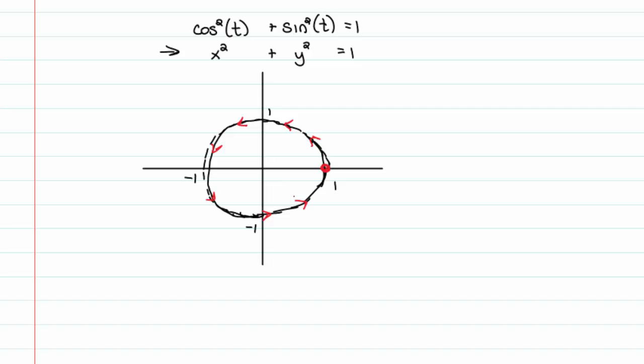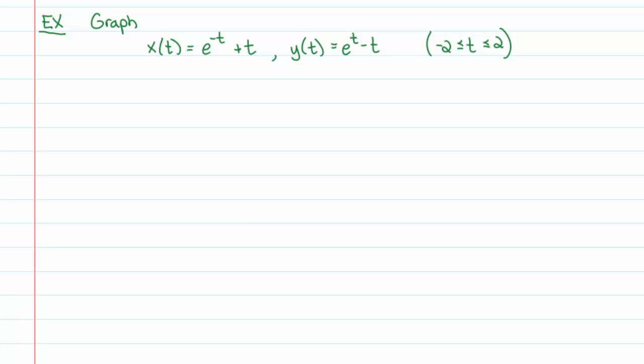So that is the very basic initial problem in graphing parametric curves, and you have three ways to do it. Now let's consider the second example. We're going to graph this set of parametric equations from t equals -2 to t equals +2.